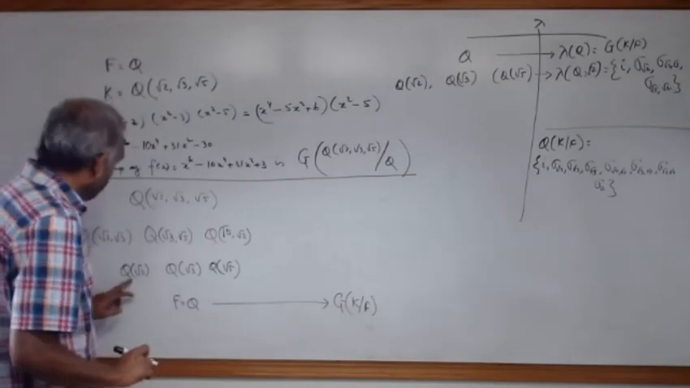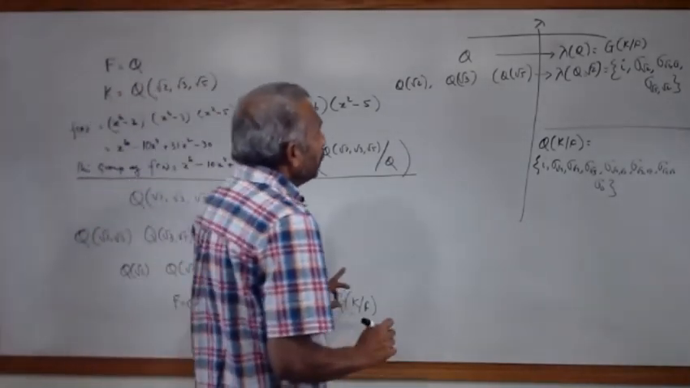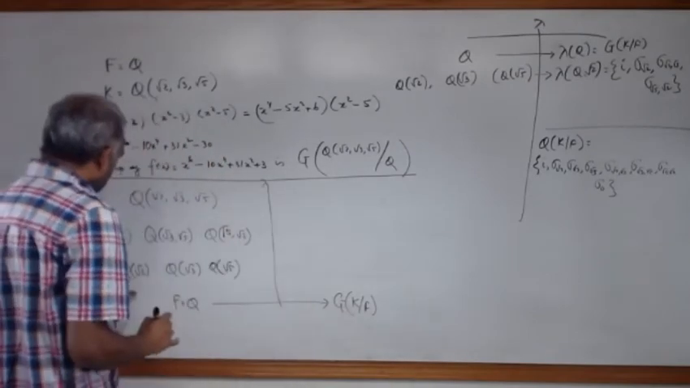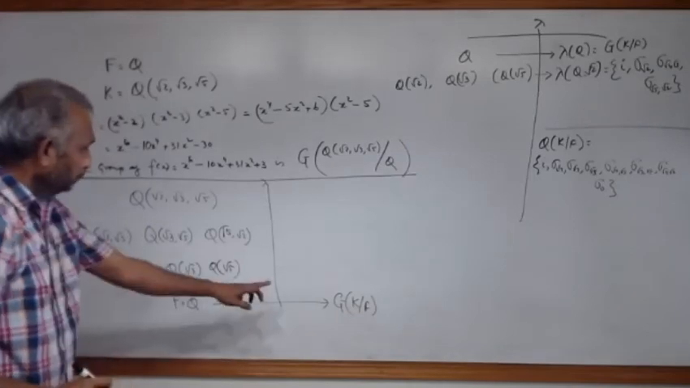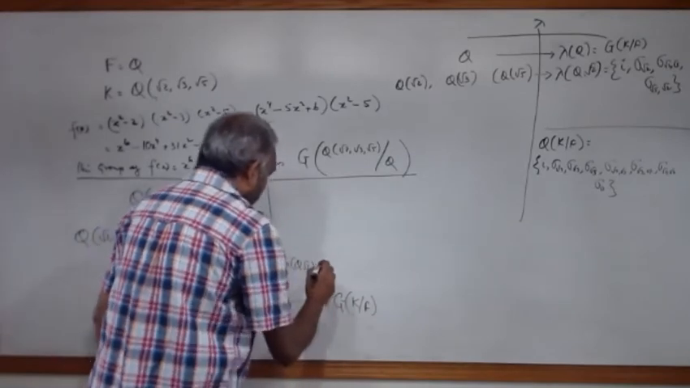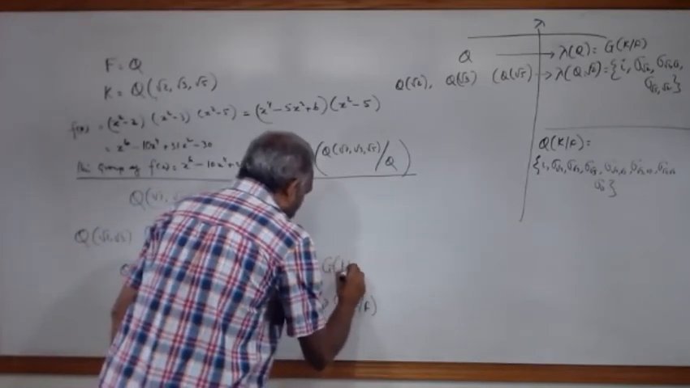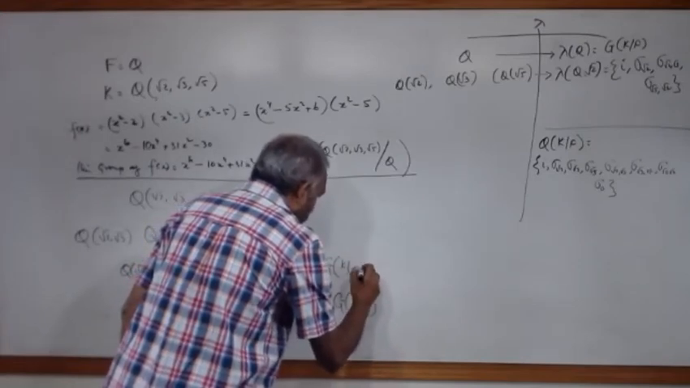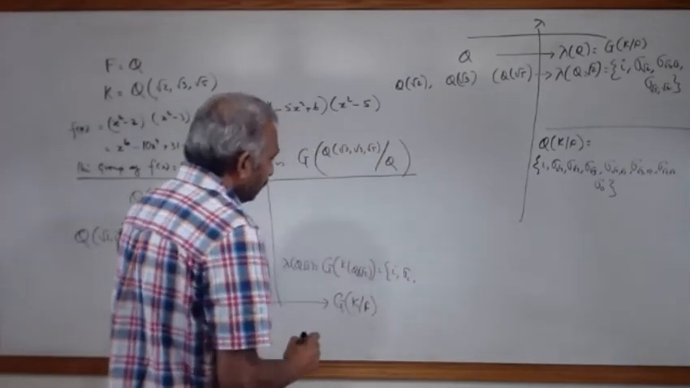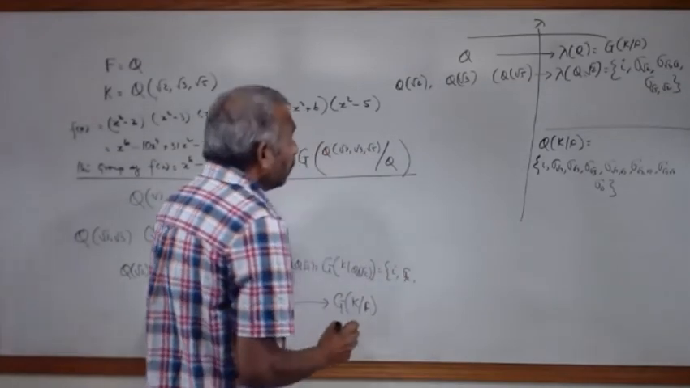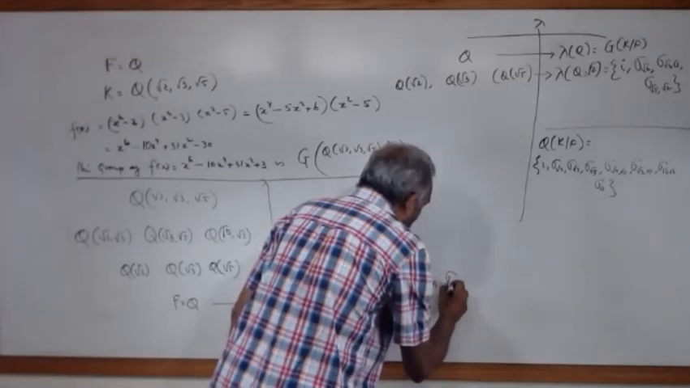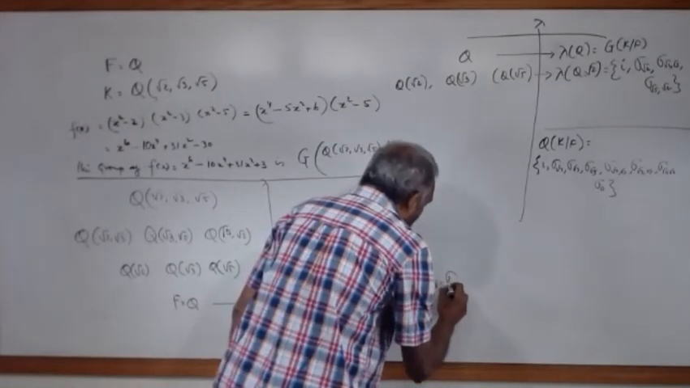Now, Q root 2 should be, this is our lambda, Q root 2 should be going to lambda of Q root 2 is equal to G of K over Q root 2, and that is equal to I, sigma root 2, then root 2 comma root 3, sigma root 5 comma root 2.